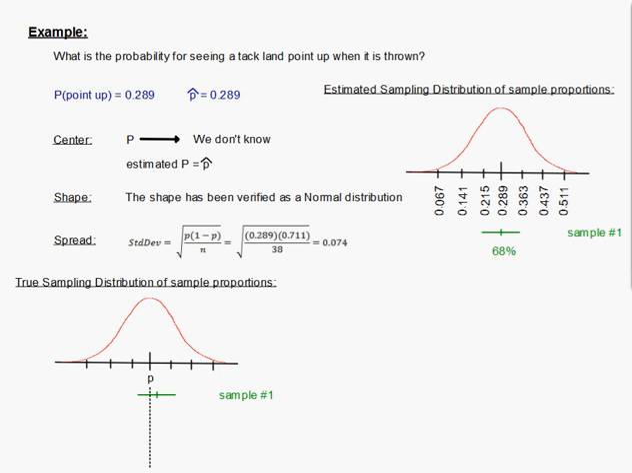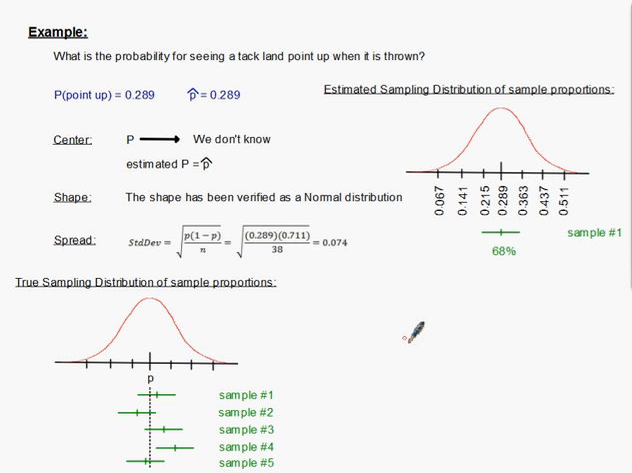If we take another sample, it might look like that. Third sample, something to pay attention to. All of these intervals contain our actual true population proportion. That may not always be the case. We might get a sample like sample 4 that doesn't contain the true population proportion.